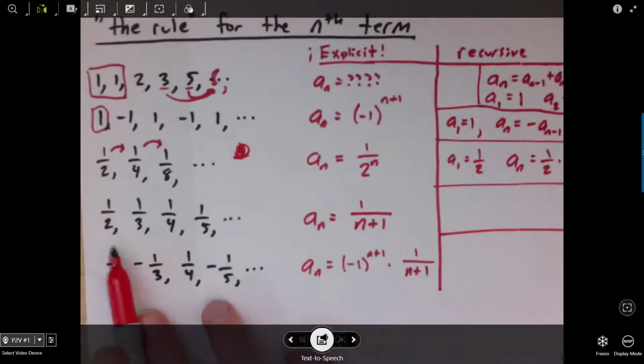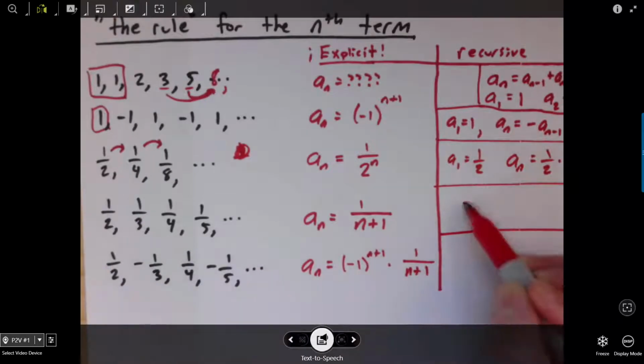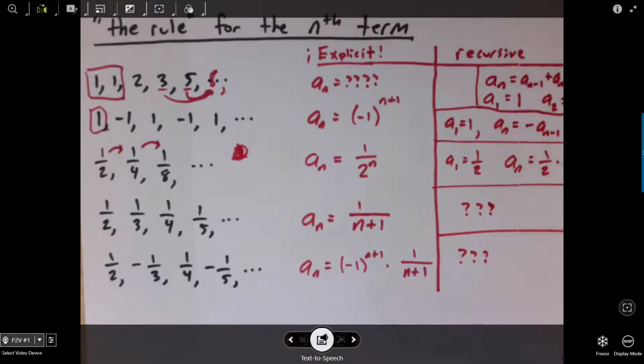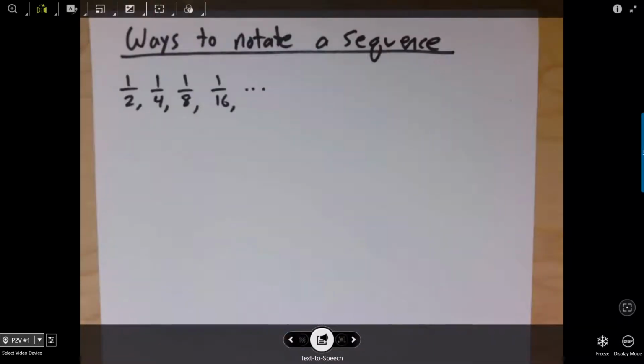So this one's a little less obvious. Let's leave these two. These are more good exercises. I just want to introduce you to some basic stuff right now. So you can think about this one. It's a good exercise. All right, let's talk about ways to notate a sequence.